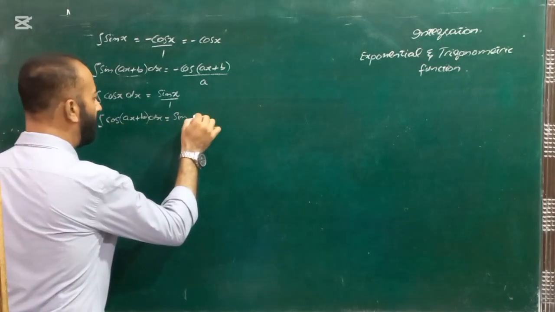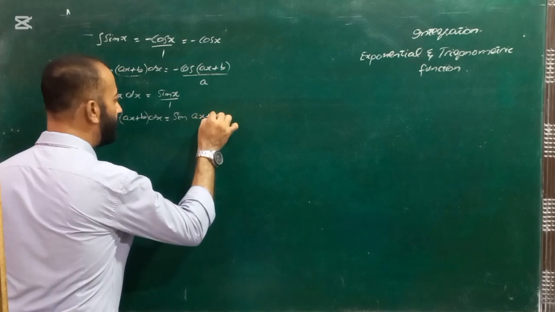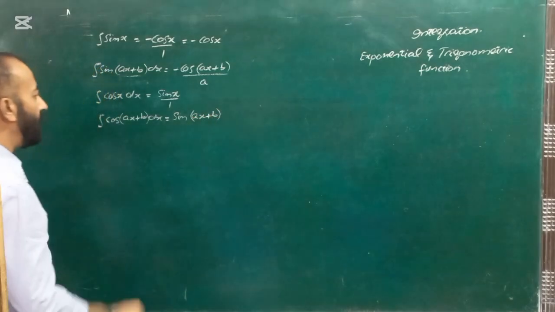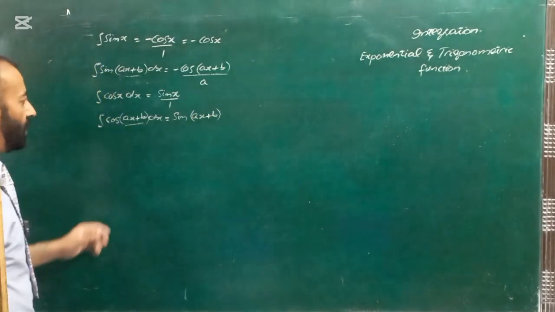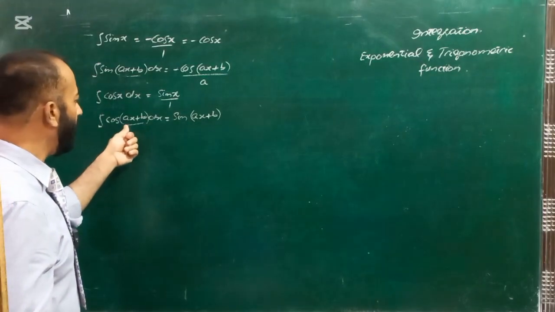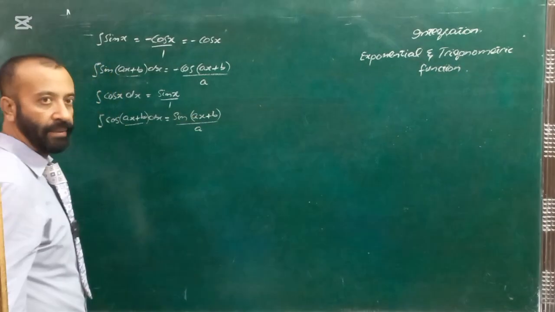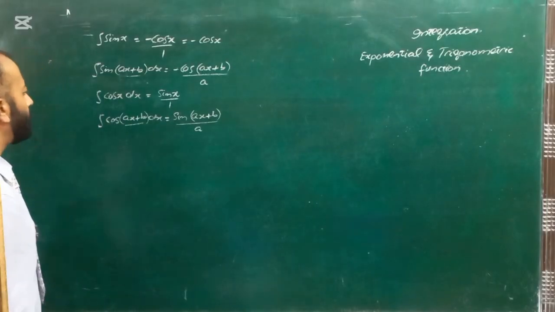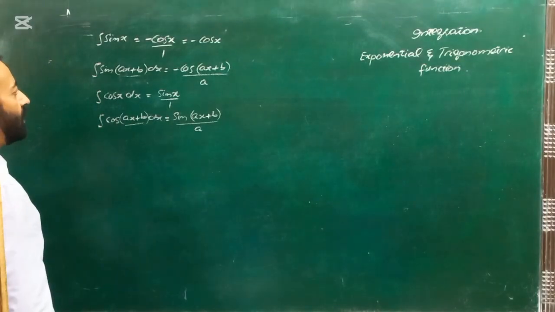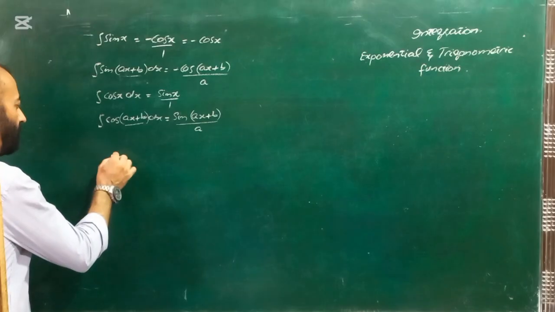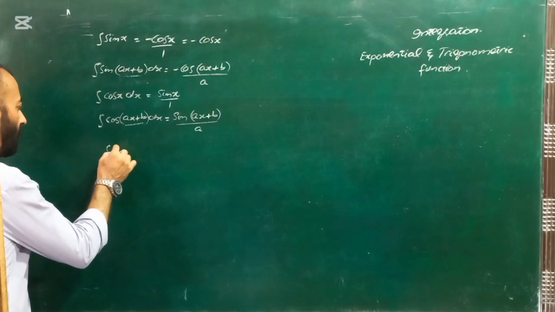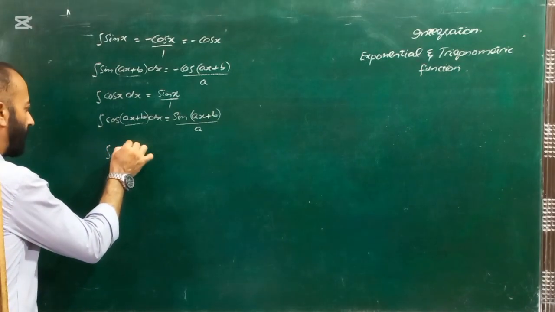First the angle will be put as it is, and then we will take the differential of the angle. The differential of the angle will be a. That a will be placed in the denominator. So this is the formula. This is the method. The next thing that we are going to do is integral of secant square x.